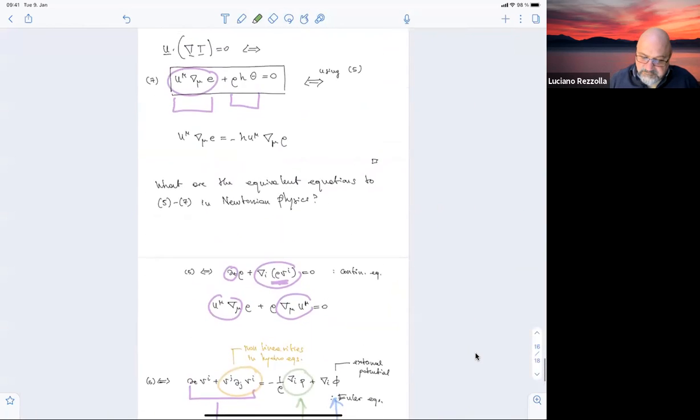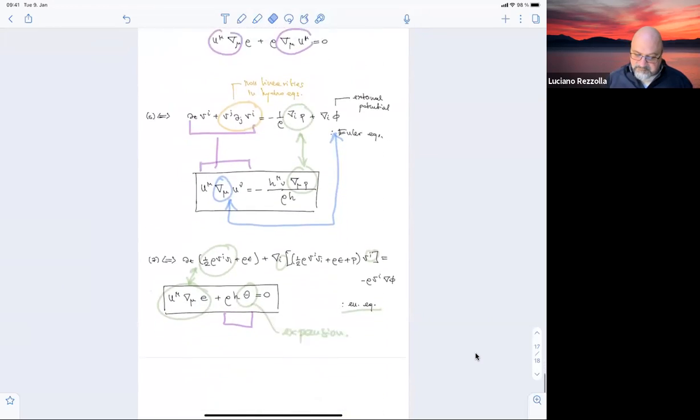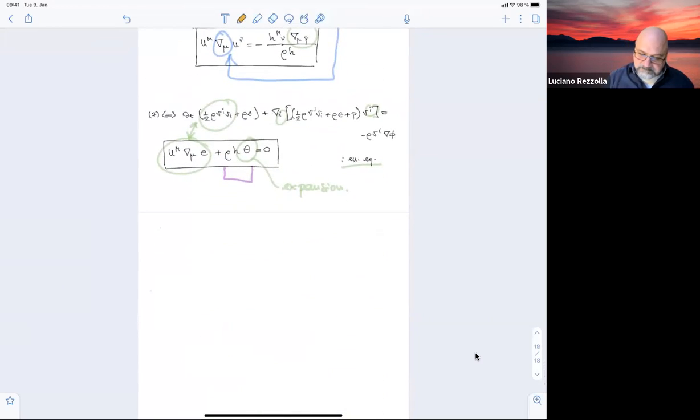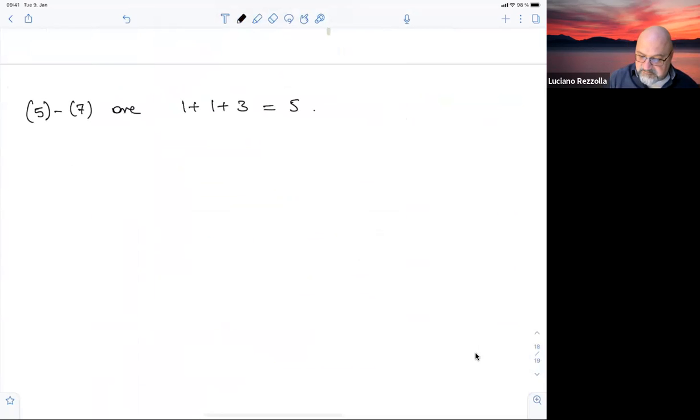On the other hand, this is true also here. This one is also a single equation. So it makes perfect sense. But this question is useful because it allows me to ask another question. Let's see how many equations we have. So 5 to 7 are 1 plus 1 plus 3, 5 equations.